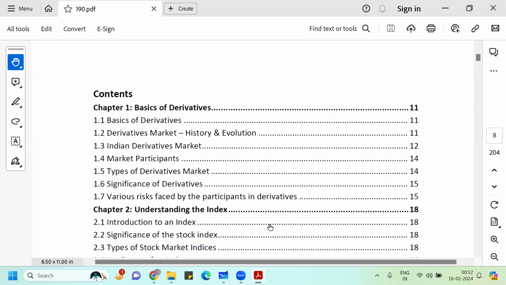And the importance of this first chapter is like 10%. So out of 100 questions, 10 questions will straight away come from this chapter only. And again, this is a very easy chapter. You'll get only theory questions.